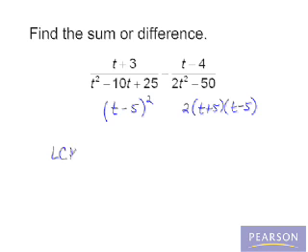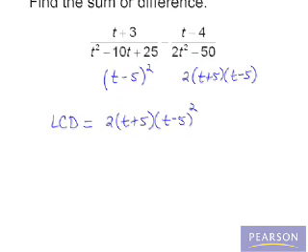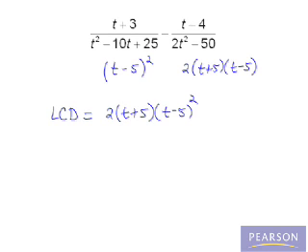Our least common denominator will be a factor of 2, a factor of t + 5, and I need 2 factors of t − 5, or (t − 5) squared. So our least common denominator is 2 times (t + 5) times (t − 5) squared. Let's rewrite our two fractions in terms of our new common denominator that we just found.